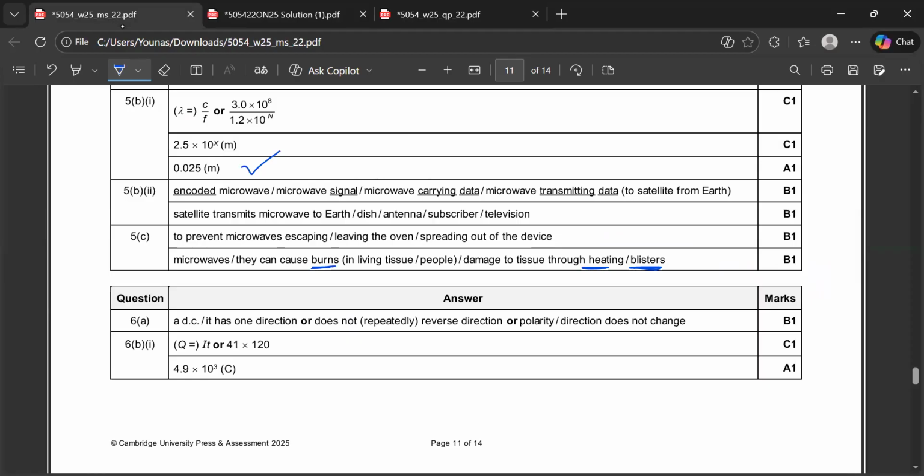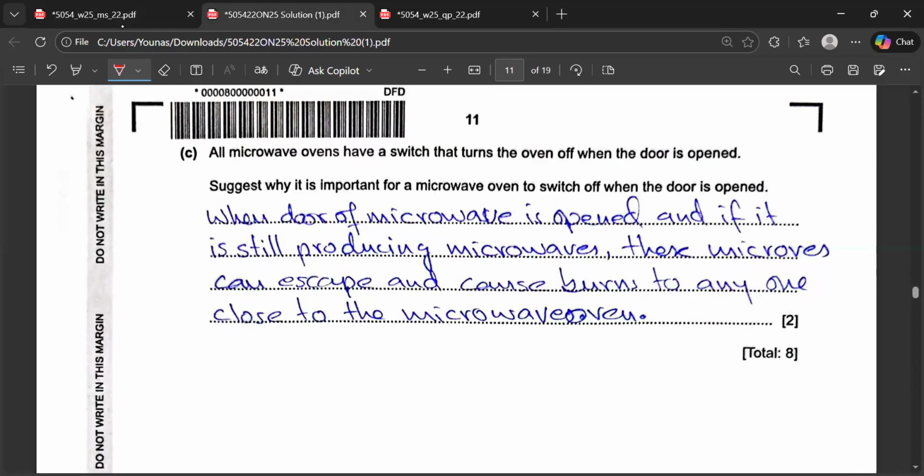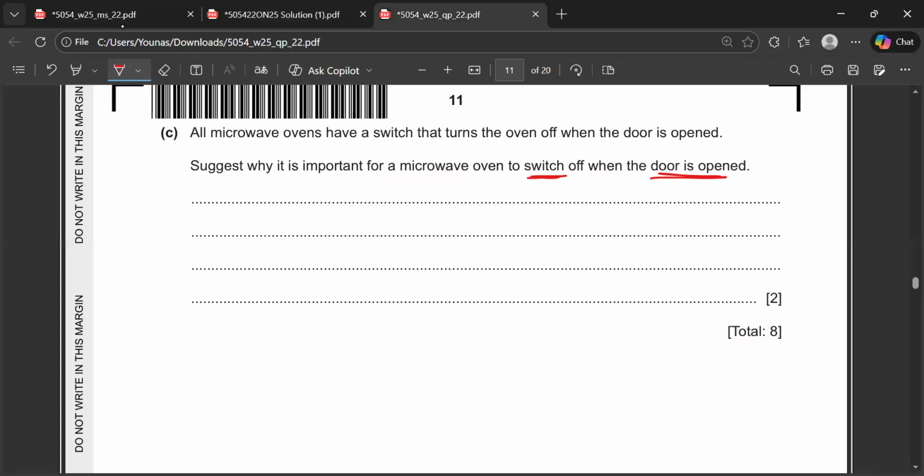Okay, so this is how you will do the question number 5, C part. I hope you can write a better phrase. You can phrase these answers in a better way.